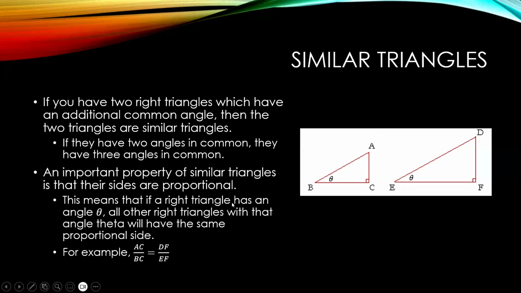What this means is that if a right triangle has an angle theta, all other right triangles with that angle theta will have the same proportional side. And so in this case, we could say AC divided by BC is going to be the same as DF divided by EF. If we take the ratios of the opposite to the adjacent, it is always going to be the same as long as we're using the same angle. And so we're going to use these angles to define our new function.